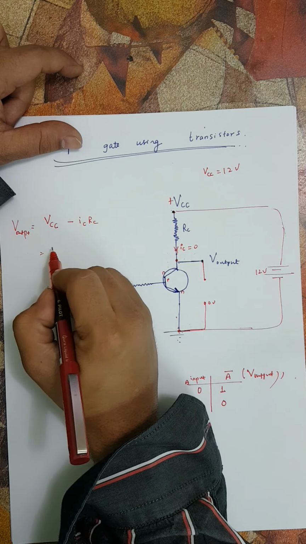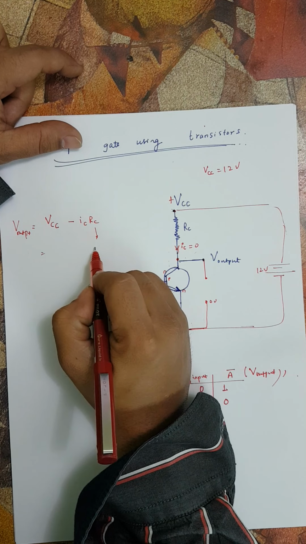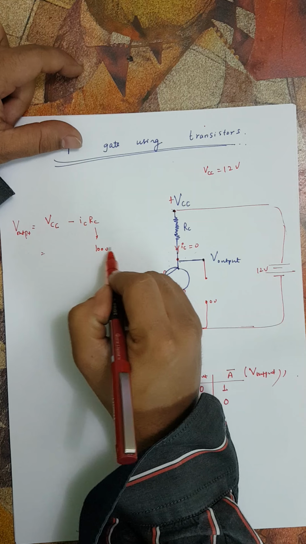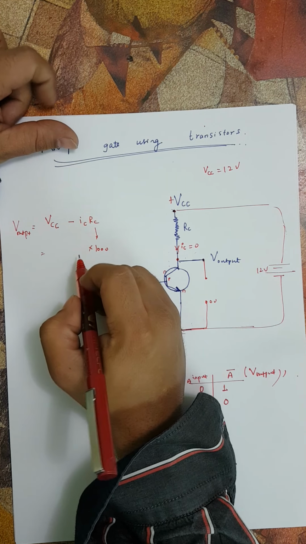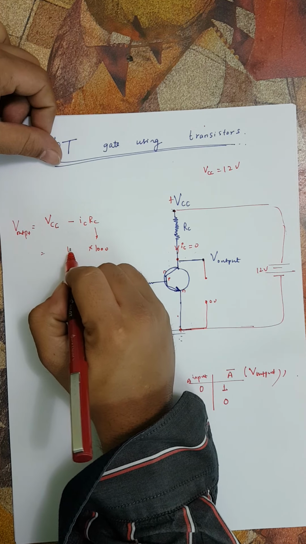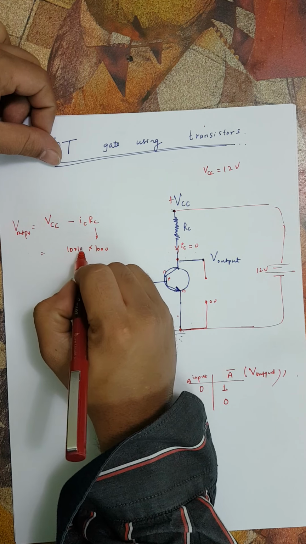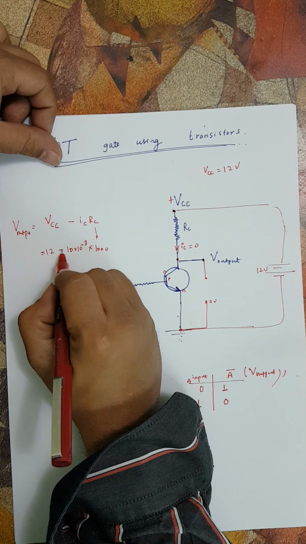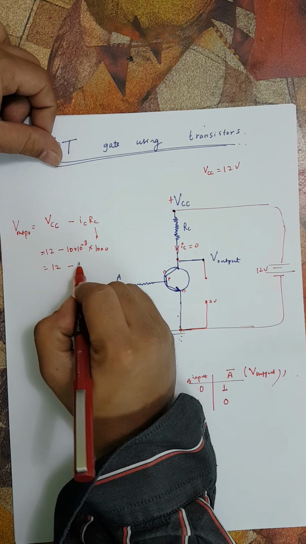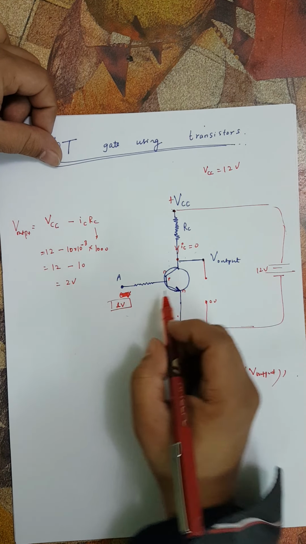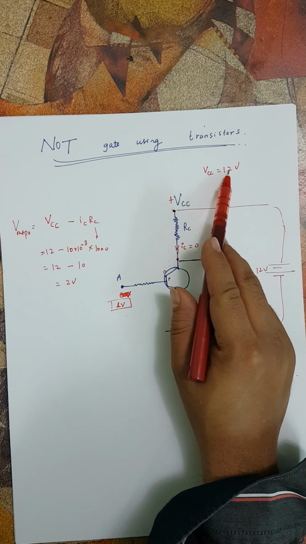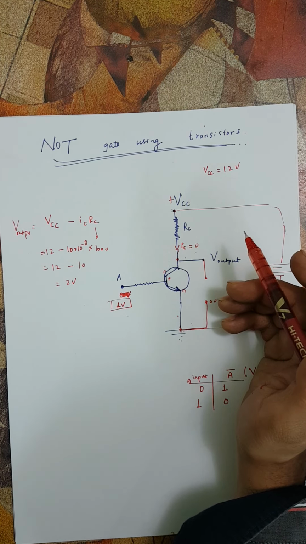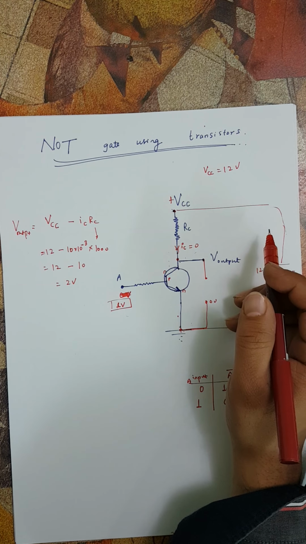For example, RC is let's say 1 kilo ohm, which is 1000, and IC is let's say around 10 milliampere. So 10 milliampere means 10 raised to minus 3, and this VCC is 12 volt. So this becomes 12 minus 10, which is 2 volt. So if 12 volt can be considered as a high voltage, 2 volt can be considered as a low voltage. Whether 2 volt or 12 volt is high or low, it all depends on us.